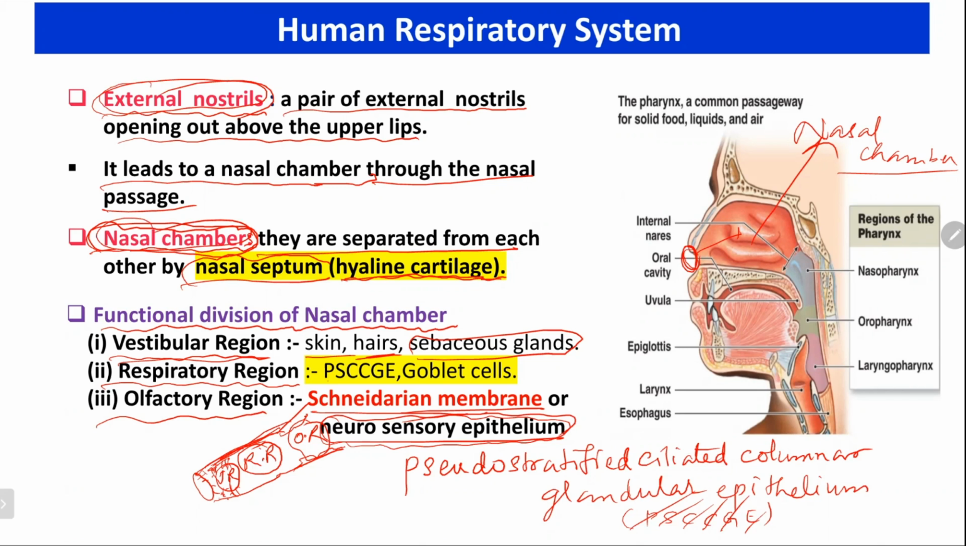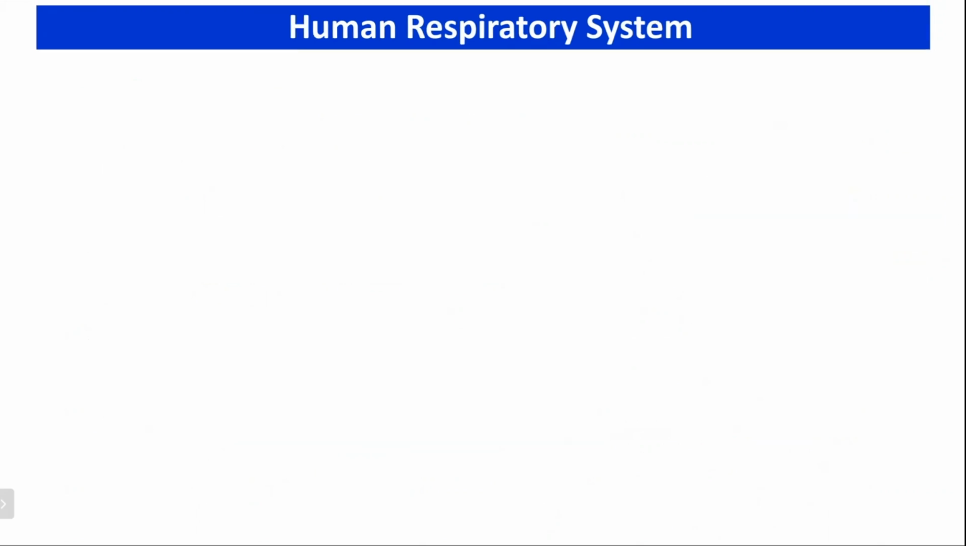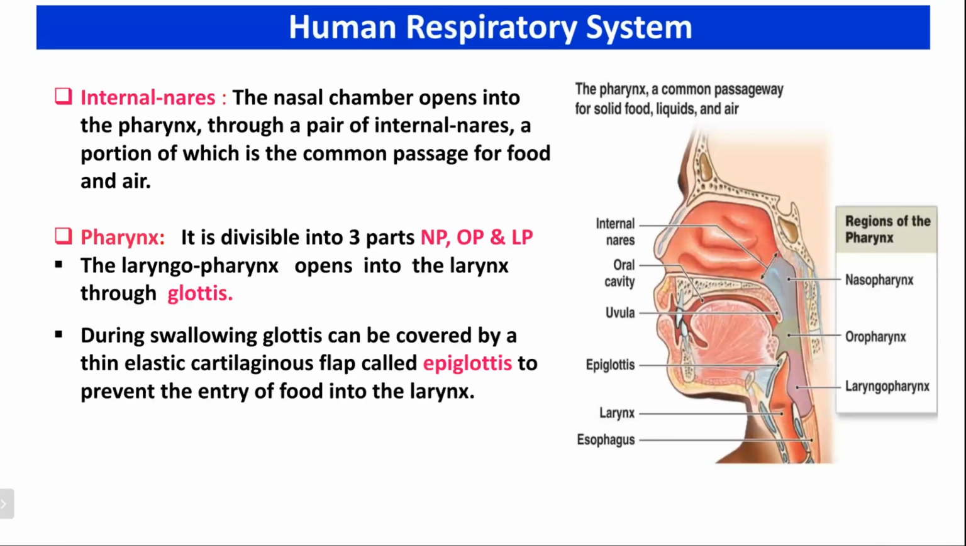Now let us try to understand some other important aspects of the human respiratory system. Now you can see on your screen the internal nostrils. Here I have shown the internal nostrils. This is the nasal chamber, which we have already finished. The internal nostrils we are going to discuss now. External nostrils and nasal chambers we have already discussed.